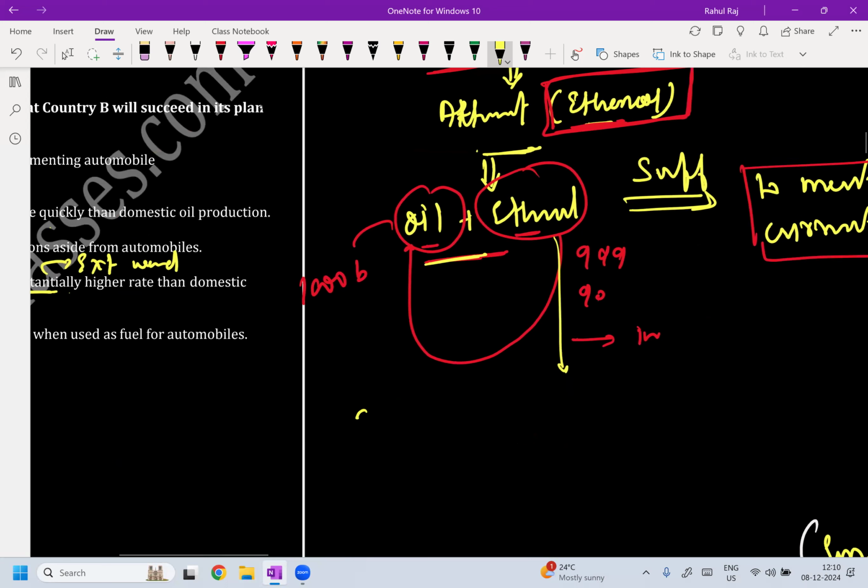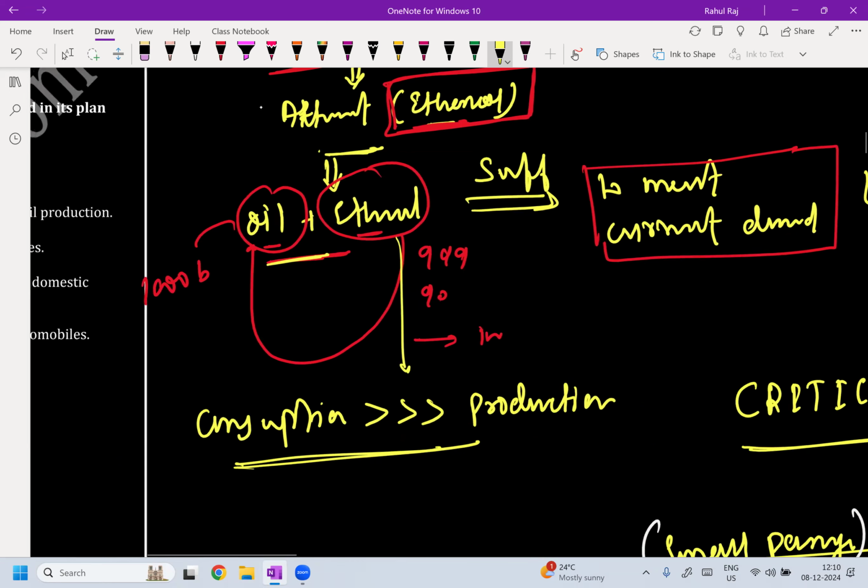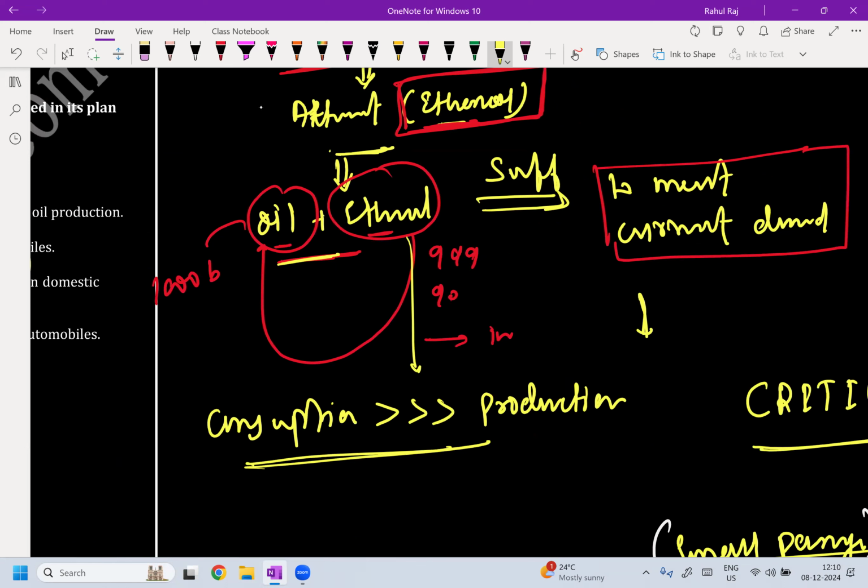Imagine if I say consumption is increasing at a very substantial rate than production, what will you have to do? Tell me. If consumption is increasing at a very substantial rate than the production, then you will have to import the oil again. Yes or no? Yes. So is it breaking my conclusion? My conclusion is what? Oil plus ethanol is sufficient to meet the current demand. This is my conclusion. It is sufficient to meet the current demand.